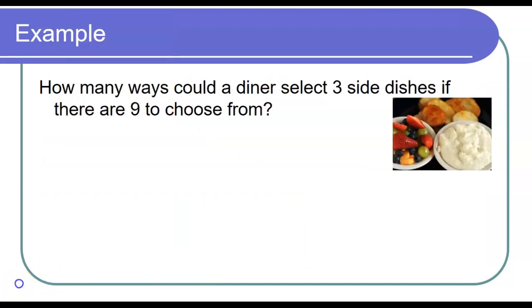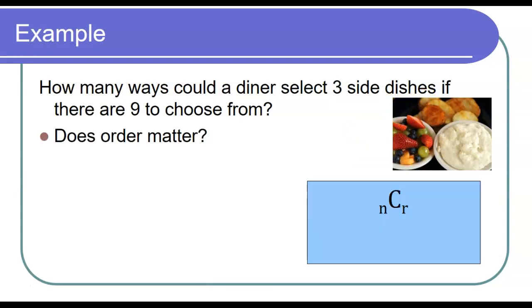12,650. How many ways could a diner, like a restaurant customer, select 3 side dishes if there are 9 to choose from? Does order matter? No. All that matters is which 3 sides get chosen. So it's a combinations kind of question and not a P, permutations kind of question. So we're going to be doing nCr.